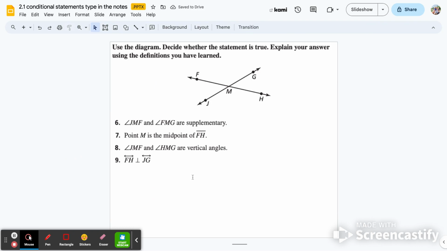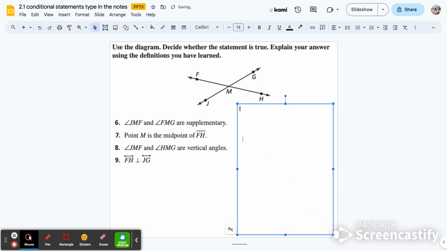Okay. To our next section, it says use the diagram, decide whether the statement is true. Explain your answer using the definitions that you have learned. So again, this is just using contrapositive or positive statements to decide that. Let's start with question number 6. Angle JMF and FMG are supplementary. So we're going to say true. They are a linear pair, and it appears they are making a straight line.